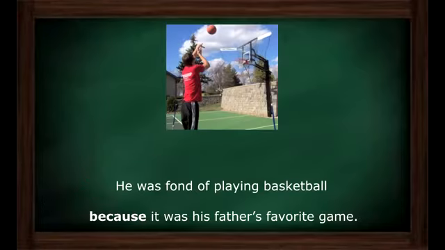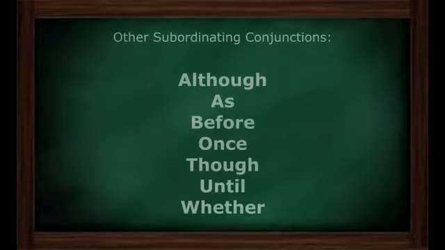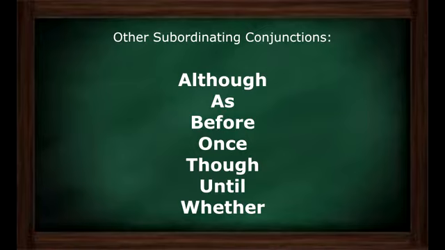He was fond of playing basketball because it was his father's favorite game. In this sentence, "because" is the subordinating conjunction as it introduces the dependent clause, "it was his father's favorite game." The main clause in this sentence is "he was fond of playing basketball," as it is the sentence which can be said independently and still be grammatically correct. Other subordinating conjunctions are although, as, before, once, though, until, whether, and many more.